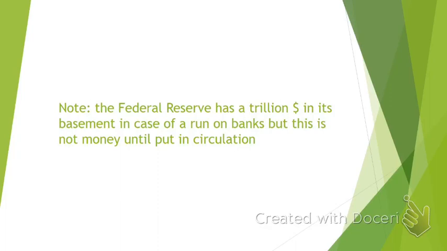The banks naturally don't have all that money. They have just the required 10% of what everybody has given them, or whatever the reserve requirement is, but they don't have all that money. So, that causes a crisis. Who's seen It's a Wonderful Life? Okay, that's a run on a bank. It's about a run on a bank, okay? So, this is not money until it is put into circulation. Okay, so they do have cash in reserve in case there's a run on banks.